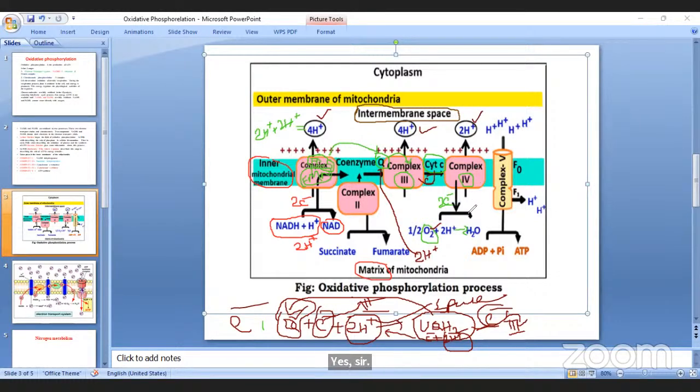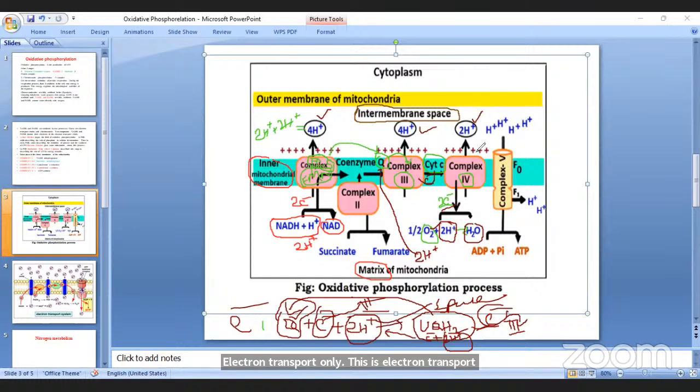They form water, combining with oxygen. The remaining 2 are utilized for the formation of water. So oxygen, 2 electrons, and 2 protons form a water molecule. So here 2 protons are pumped in complex 4. This is the electron transport system up to complex 4. Only this is electron transport.